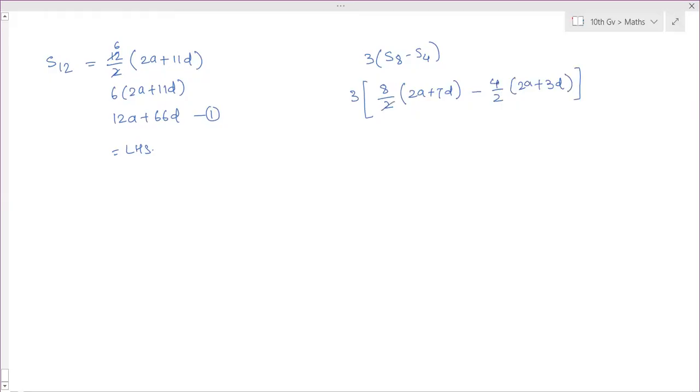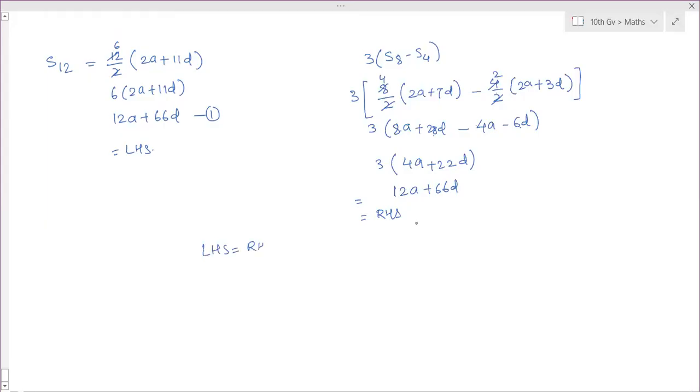2 4s are 8, 2 2s are 4. Simplify and solve. 8a plus 28d minus 4a minus 6d, into 3. 3 into 8a minus 4a is 4a. 28d minus 6d is 22d. Multiply inside. 12a plus 66d. So both are equal. This is RHS. LHS is equal to RHS. Clear? Yes, ma'am.